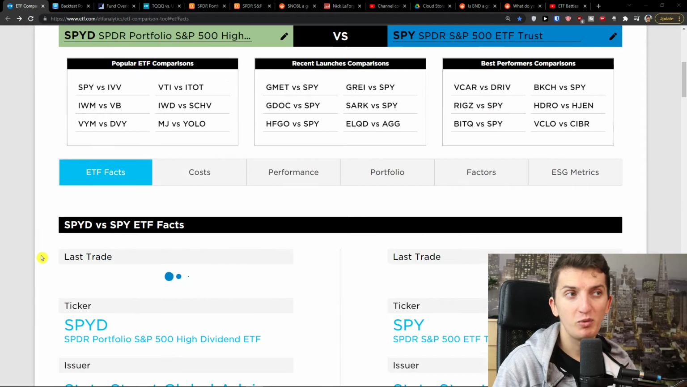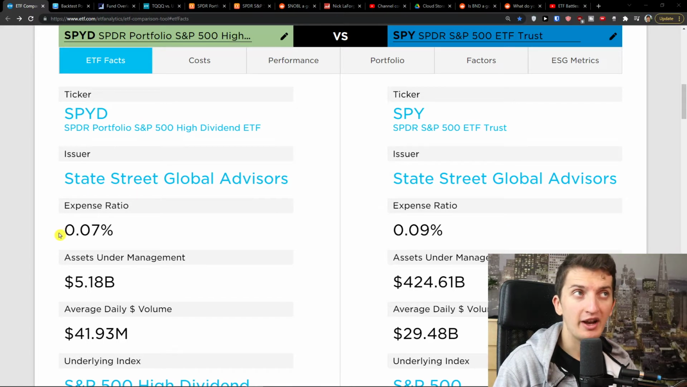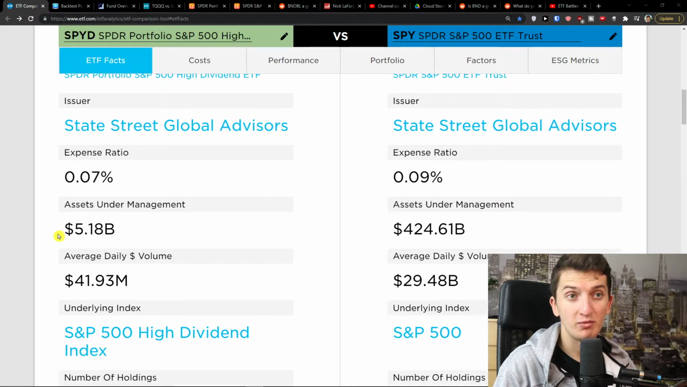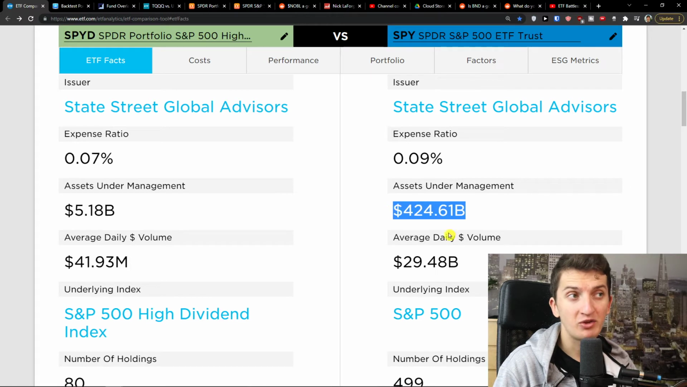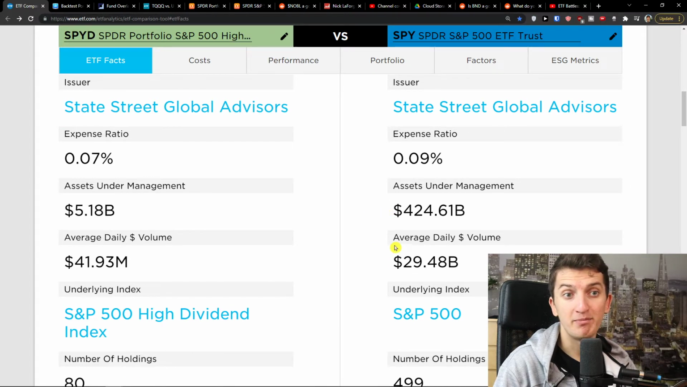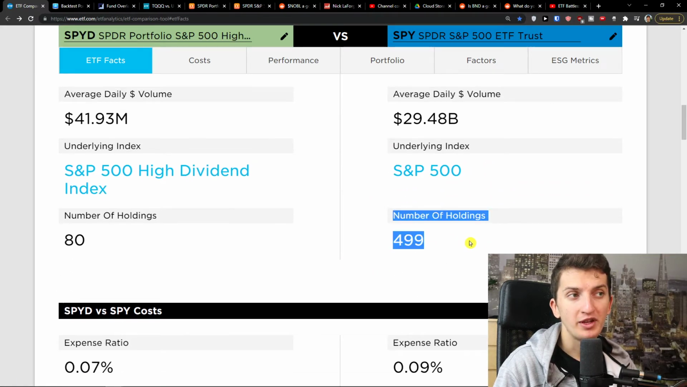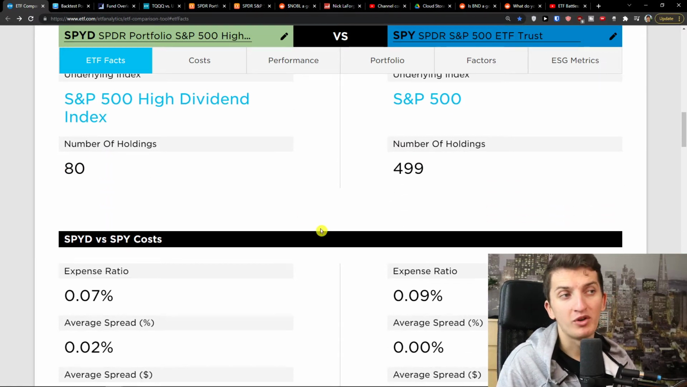So here we are, SPYD and SPY. Expense ratio is higher on SPY by 0.02%. You have higher assets under management and higher average daily volume, much higher comparing to SPYD. So in this regard, it's better, but let's continue. Underlying index, it's a high dividend index for SPYD, and the S&P 500 for SPY. Number of holdings, 499 comparing to 80 for SPYD. So SPY is more diversified.